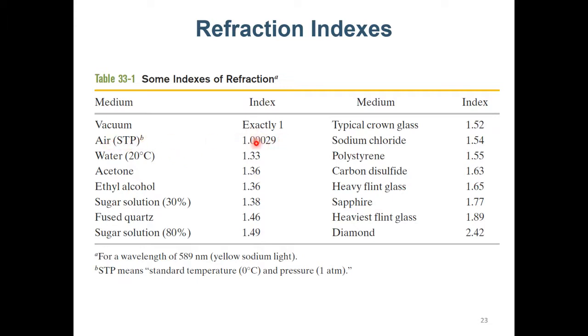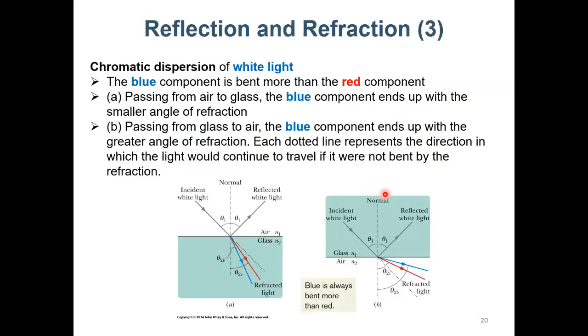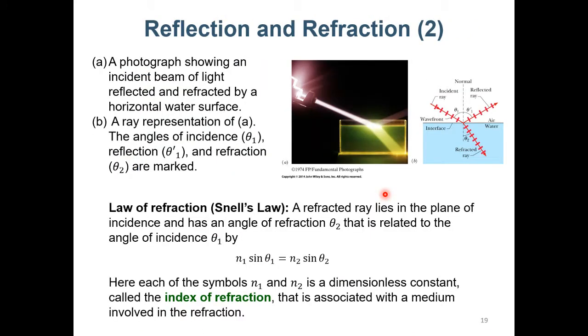So for air, 1.00029, vacuum exactly 1, water 1.3, and diamond 2.42. That's why ladies like diamond very much, because you can trap some of the light inside, and then it will look beautiful. Well, I suppose you should have learned that before.